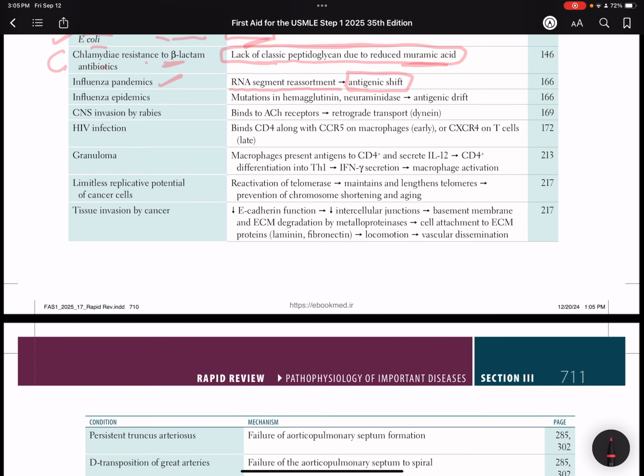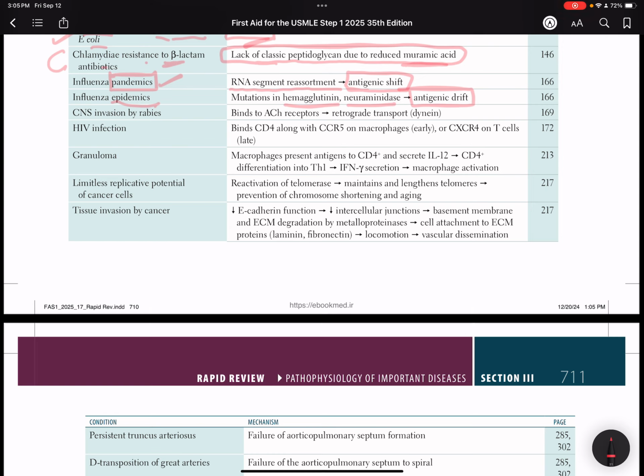Next is influenza epidemics. Influenza pandemic is because of antigenic shift. Epidemic is antigenic drift. Mutation in hemagglutinin and neuraminidase causes antigenic drift.